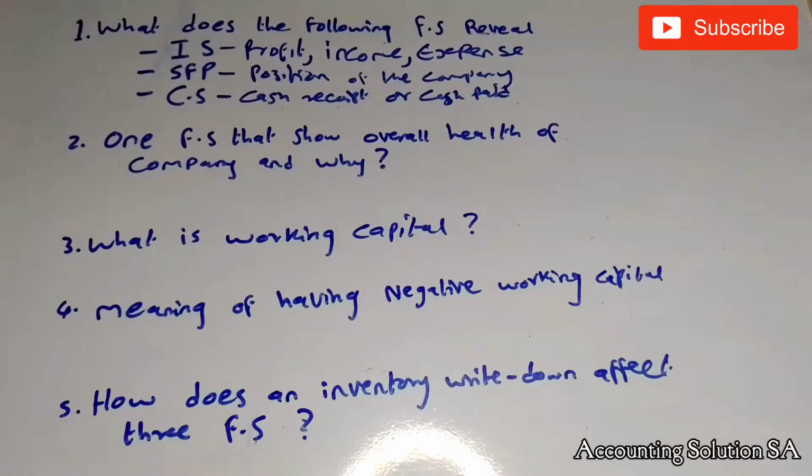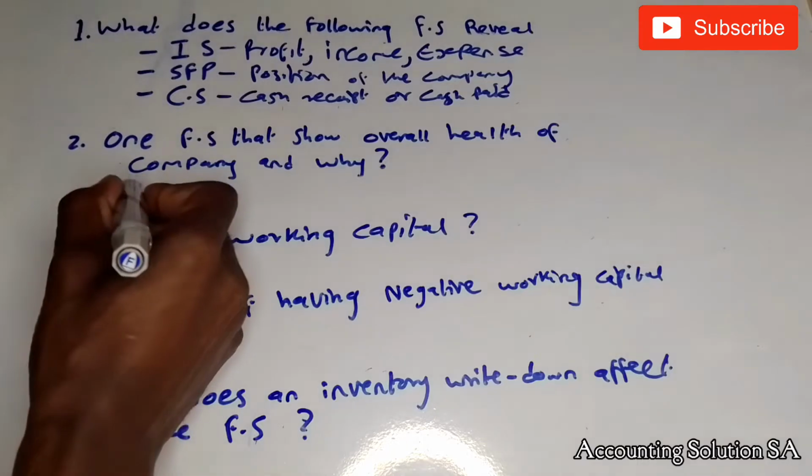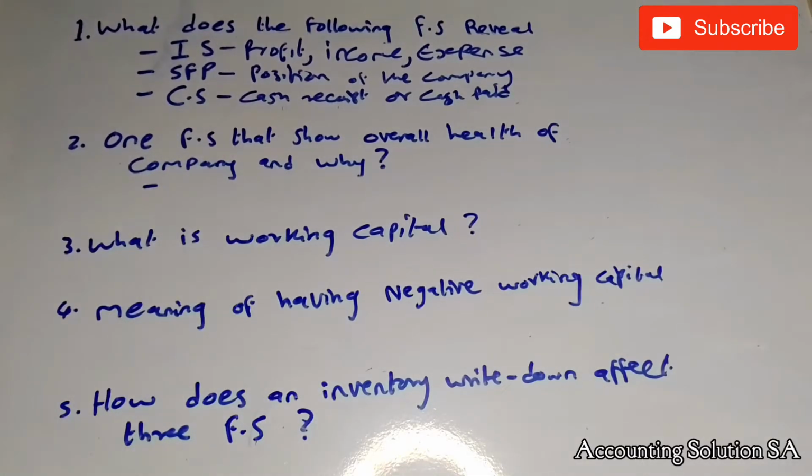So the second question that is most frequently asked is: you must be able to name one of the financial statements that shows the overall health of the company, and you must be able to explain why. Are you saying this is the one that reveals the overall health of the company? Remember, in the first question we have three financial statements, but in this case they ask us to point to one statement.